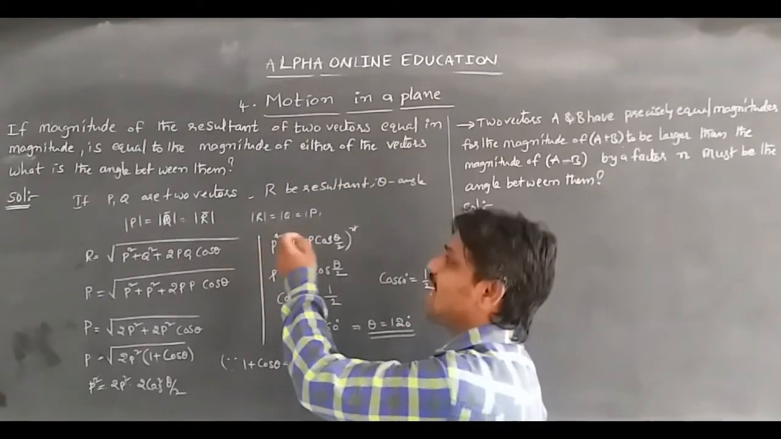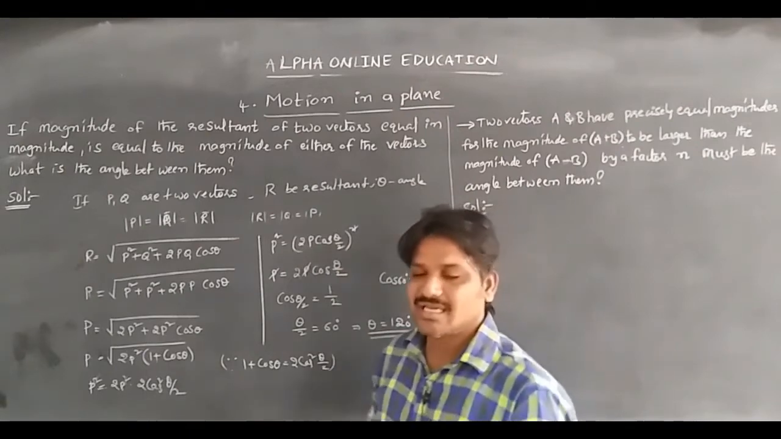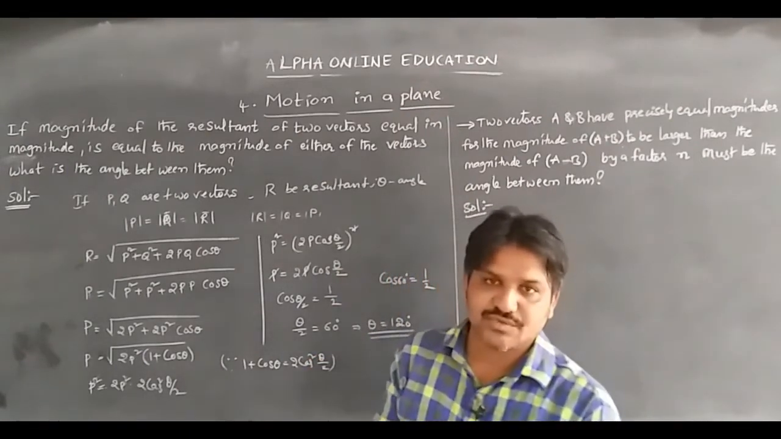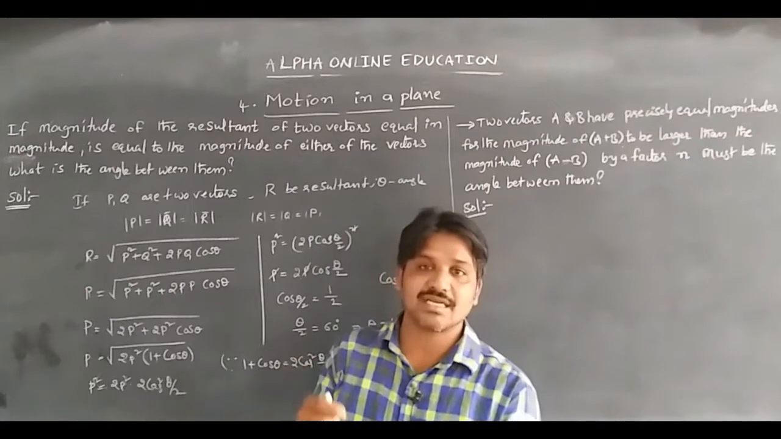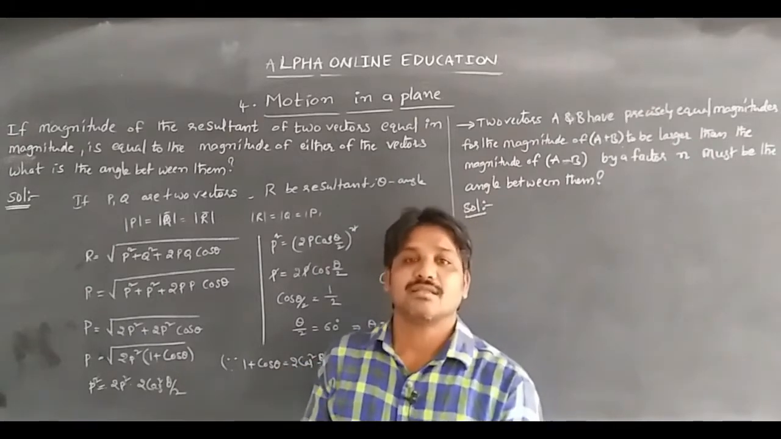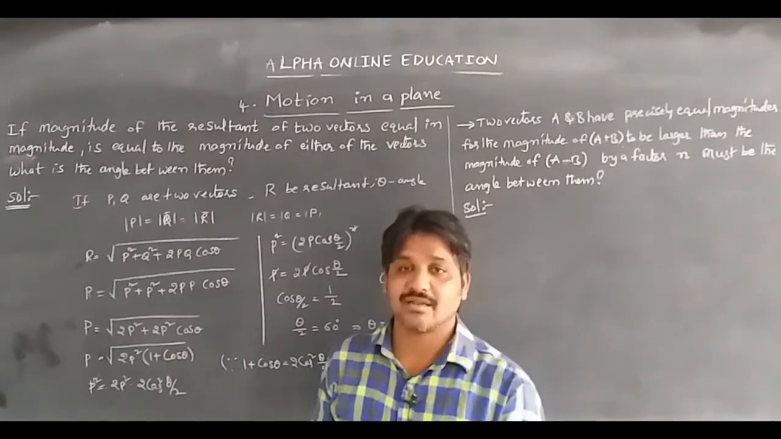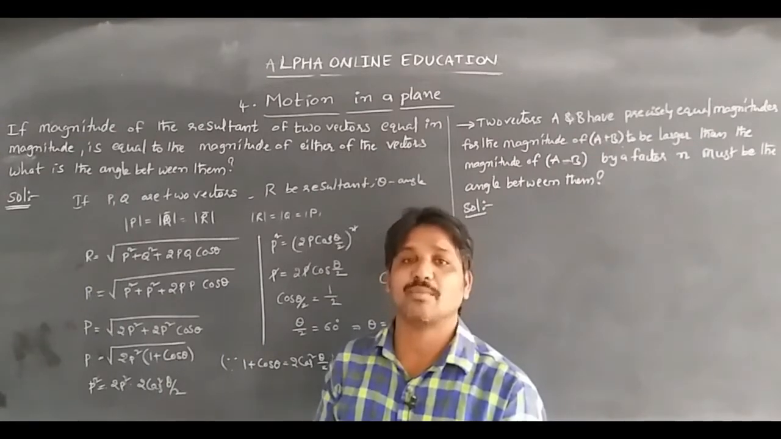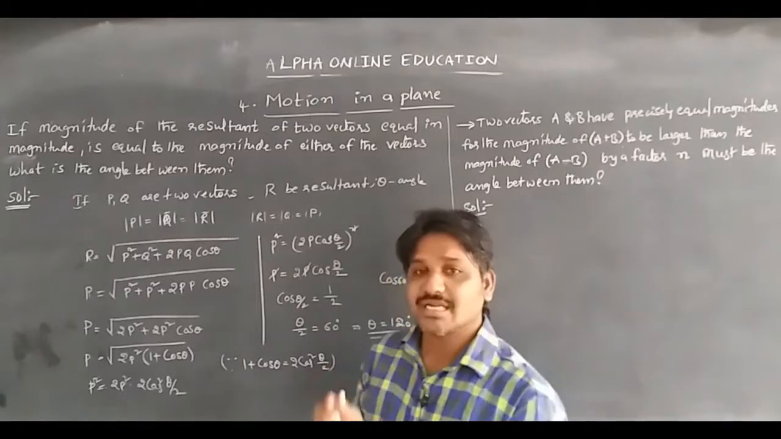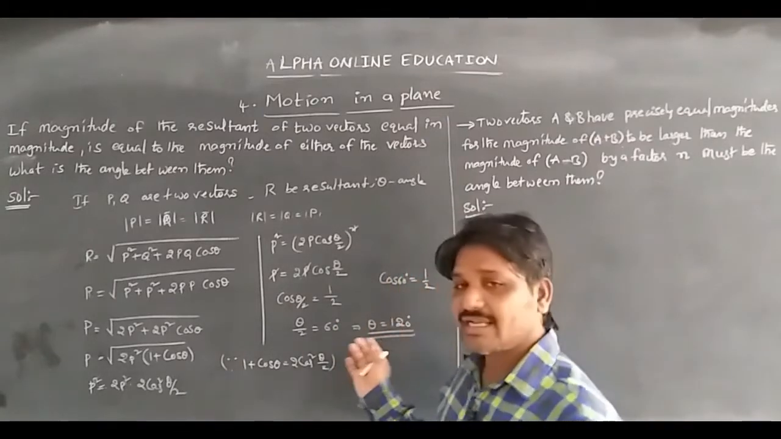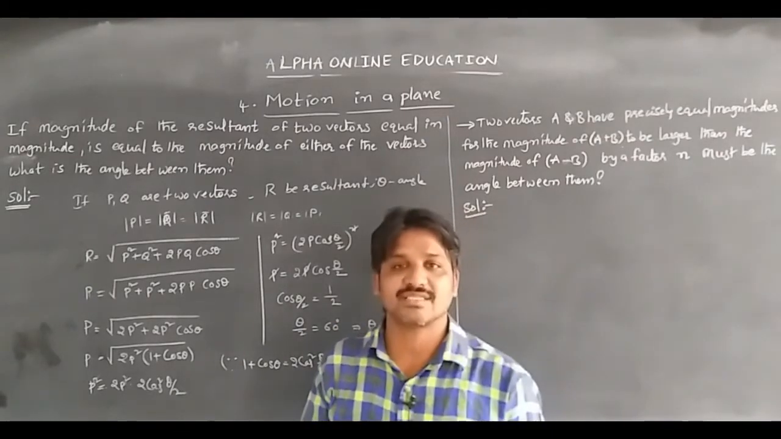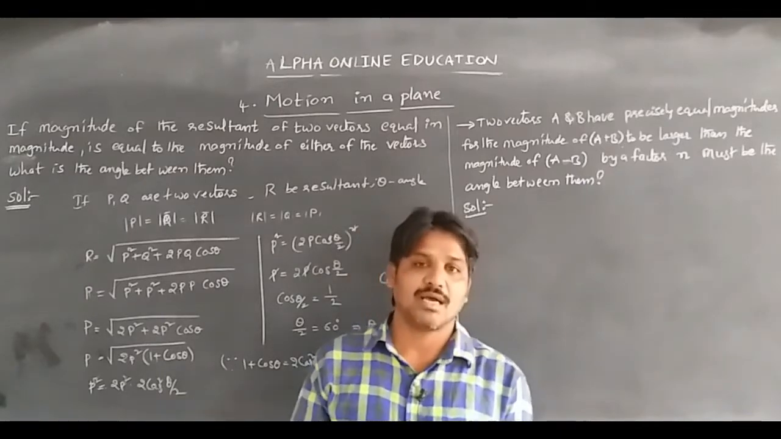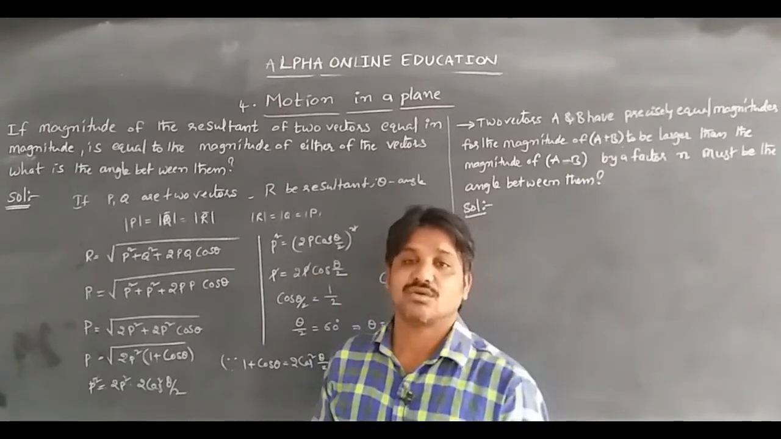then what is the angle between them? Means the two vectors are equal in magnitude and the resultant is also equal. What is the angle between them? Whenever the magnitudes of P and Q are equal, then if theta is equal to 120 degrees, the magnitude of the resultant is equal to the magnitude of either of the two vectors.